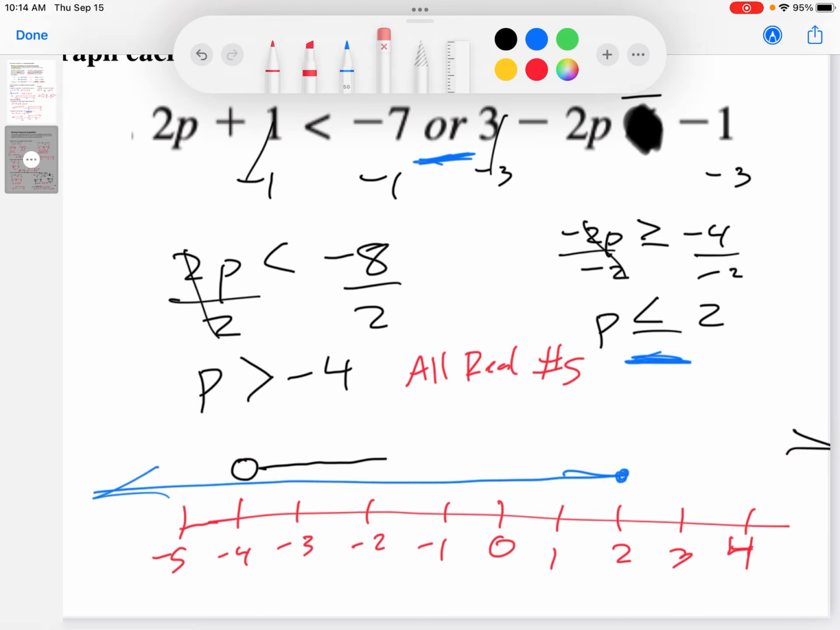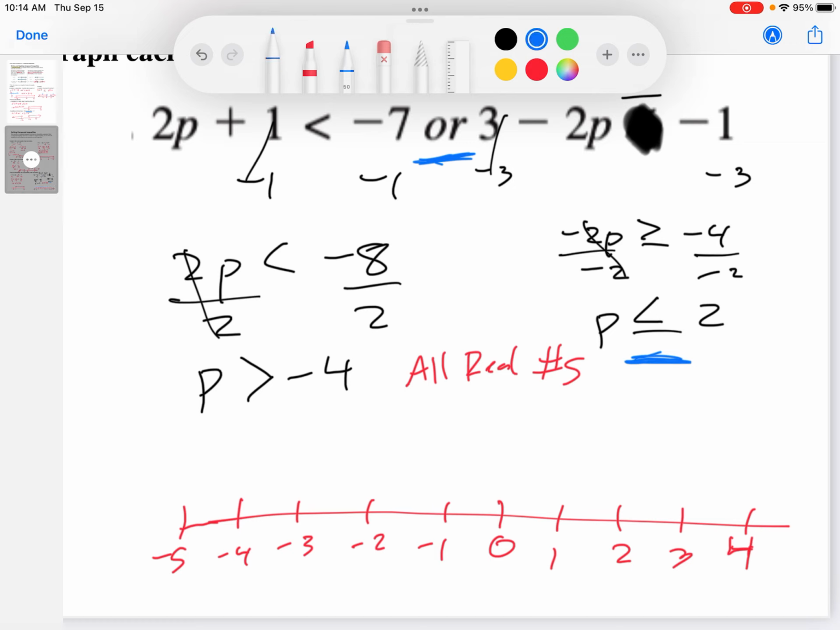And then the way that you would graph it, you're just going to want to graph a line that goes the entire length of the line that they give you on Big Ideas.